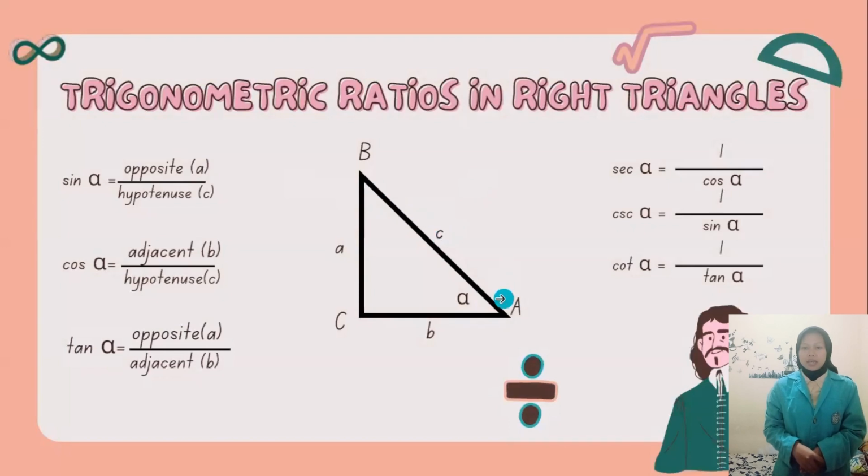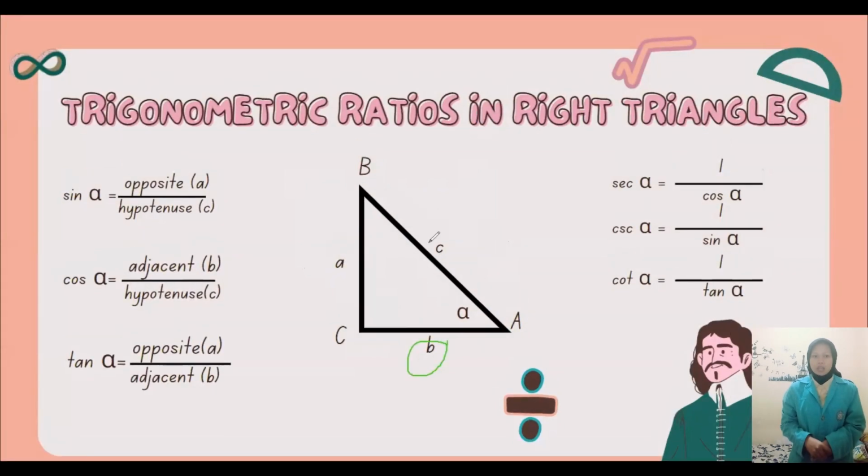There is right triangle ABC with side AB, the name is C, side BC, the name is A, and then side CA, the name is B. AC is hypotenuse, and then BC is opposite, and side CA is adjacent from angle CAB, or the name is angle alpha.